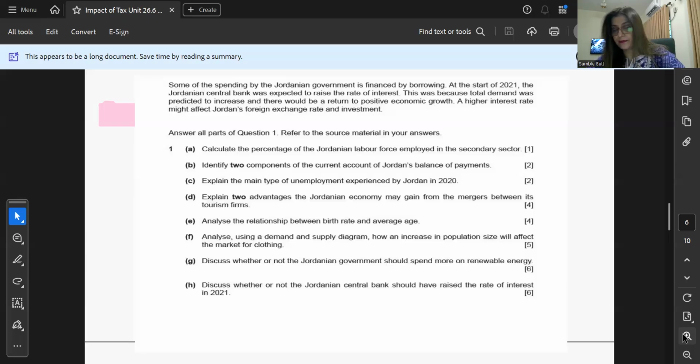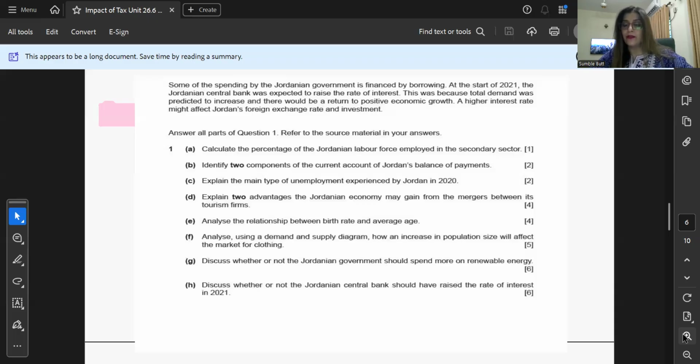Part G. Discuss whether or not the Jordanian government should spend more on renewable energy. Now, an increase in renewable energy will lead to increased imports, leading to further worsening of current account deficit. Second reason is that renewable energy sources are expensive to build, and some resources can be also deployed elsewhere.